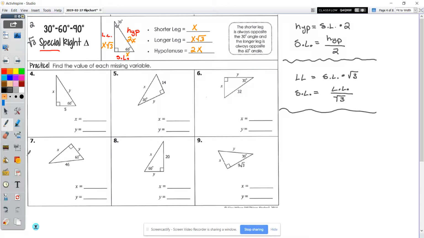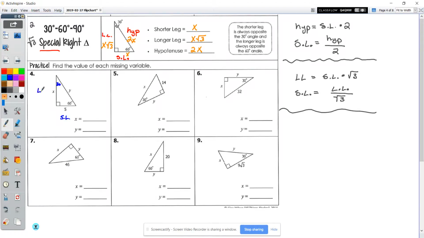But let's put this into practice. Let's switch to blue here. I'm going to do this problem. The first thing I do is identify whether this is a 30-60-90 triangle. I've got a 90 and a 60. If I do the math, I would figure out that's a 30-degree angle. Then I figure out what I'm looking at. Notice this 5 is the short leg.